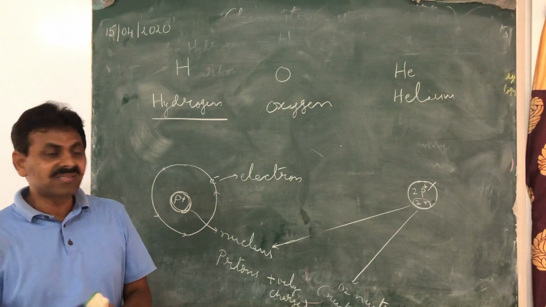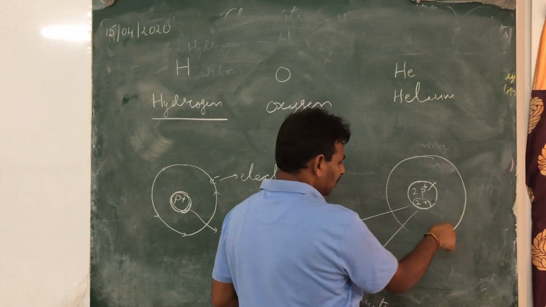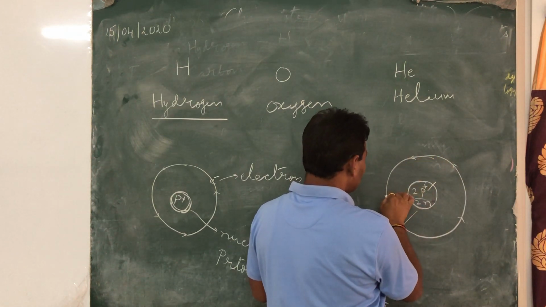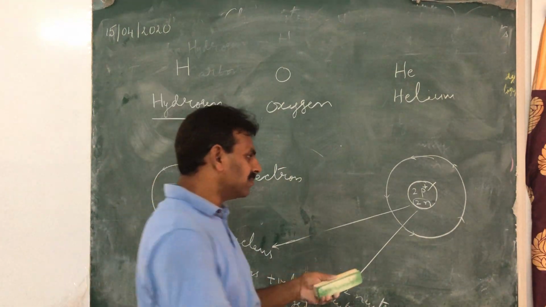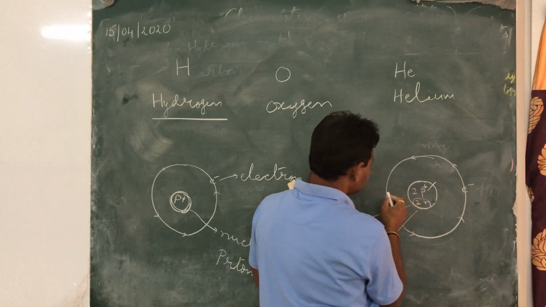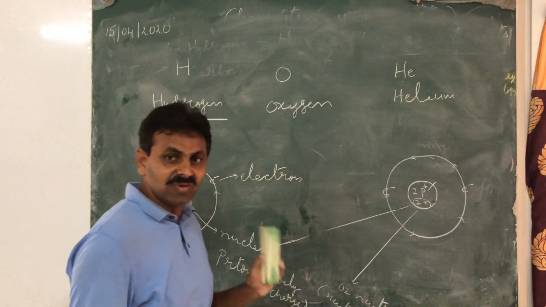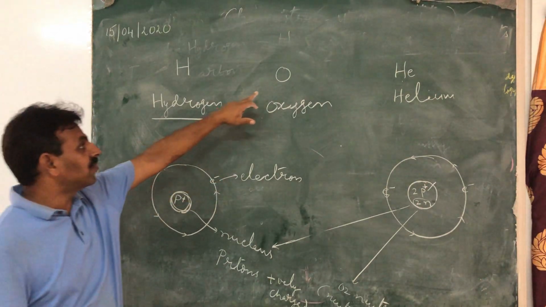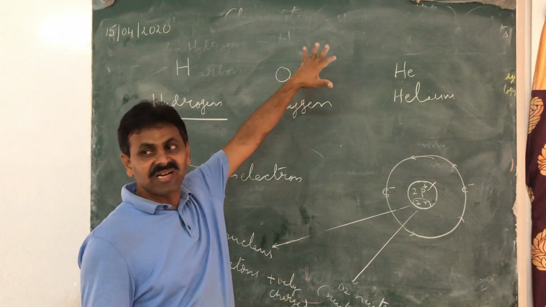Now where are the electrons? Electrons revolve around the nucleus in certain circular orbits. What is this I draw? This is not a part of the atom. This is simply the path. In this path, you will have electrons. In case of helium, you will have 2 electrons. In case of hydrogen, you have only 1 electron. In case of oxygen, you have 8 electrons. In case of sulfur, you have 16 electrons around the nucleus.